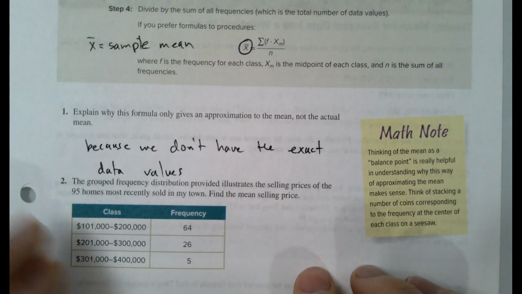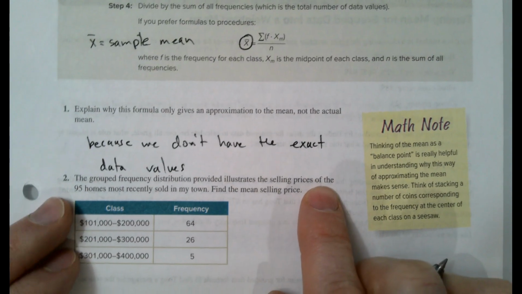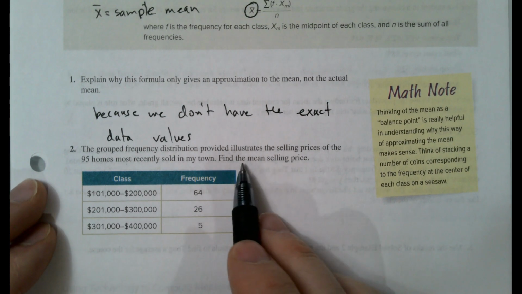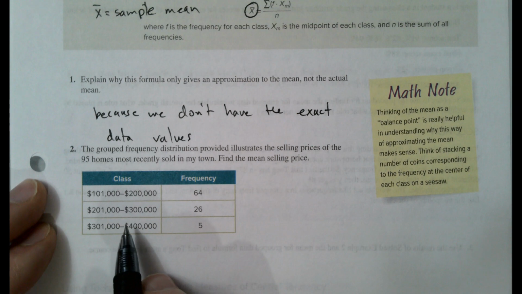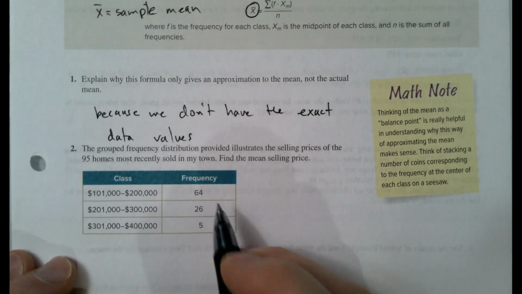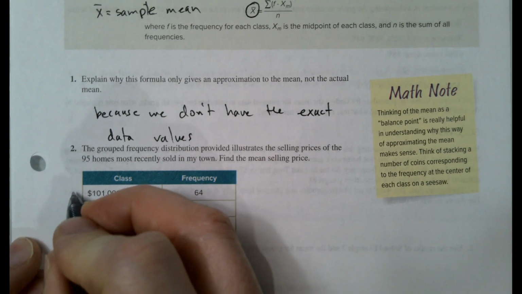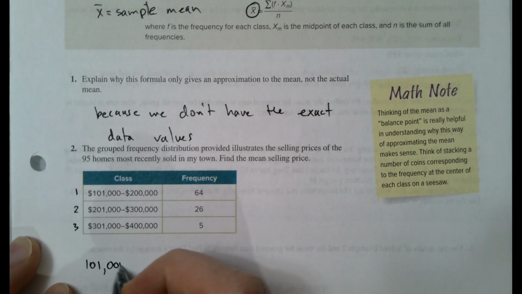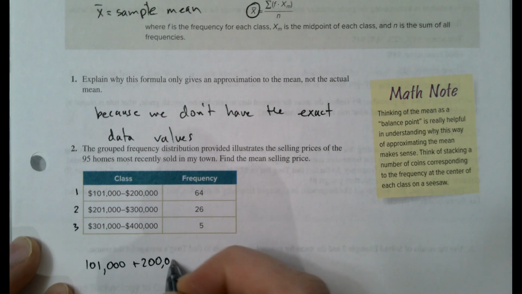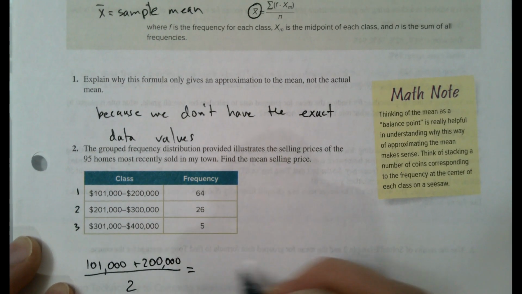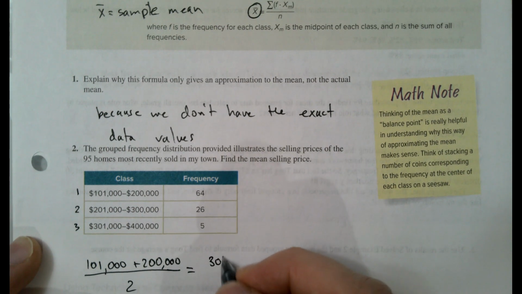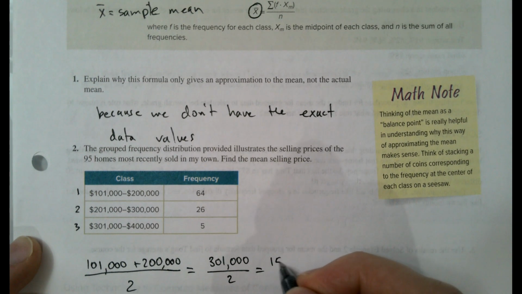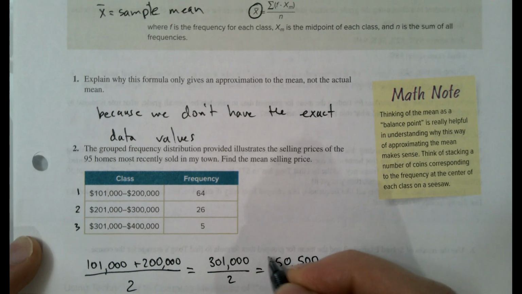Okay, so here is a grouped frequency distribution for the selling prices of 95 homes that were recently sold in our author's town. We want to find the mean selling price of these homes. Well, if we follow his strategy for finding the midpoint of this first class, it is 101,000 plus 200,000 divided by 2. So that is 301,000 divided by 2, which is 150,500. That's the first midpoint.